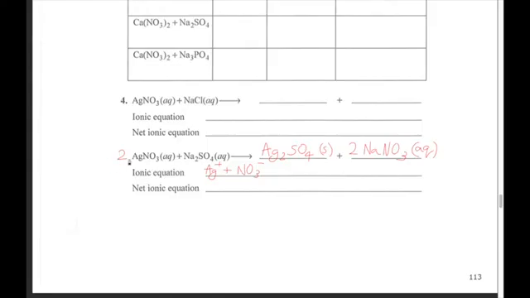Now let's worry about that 2. If 1 AgNO3 splits up into 1 silver ion and 1 nitrate ion, how many of these ions are we going to get if we have 2 silver nitrates, 2 AgNO3s? Well, we're going to get 2 of each of them, right? So our 2 silver nitrates will give us 2 silver ions and 2 nitrate ions. Because we're doubling the number of silver nitrates, we're doubling the number of ions that come from that silver nitrate.